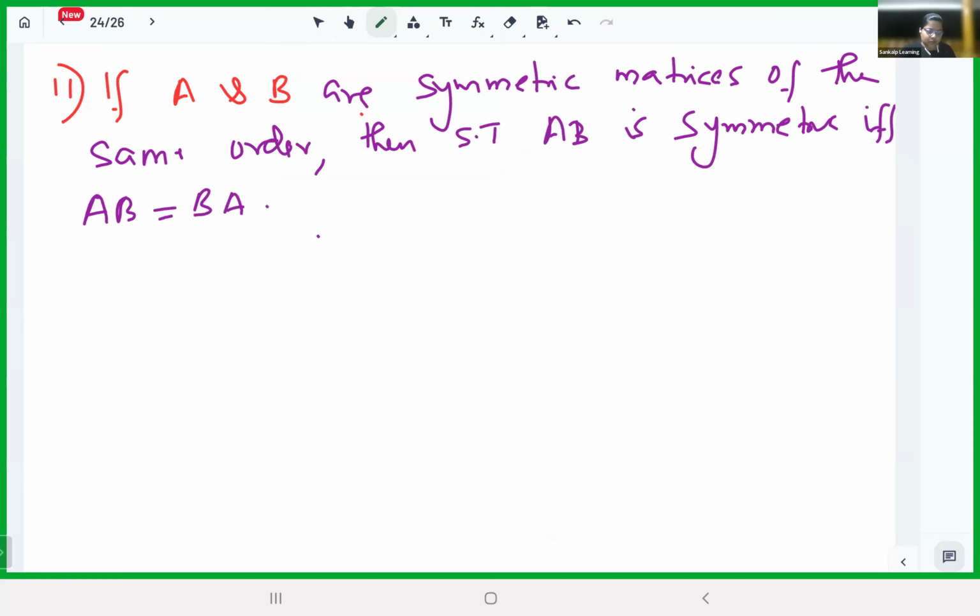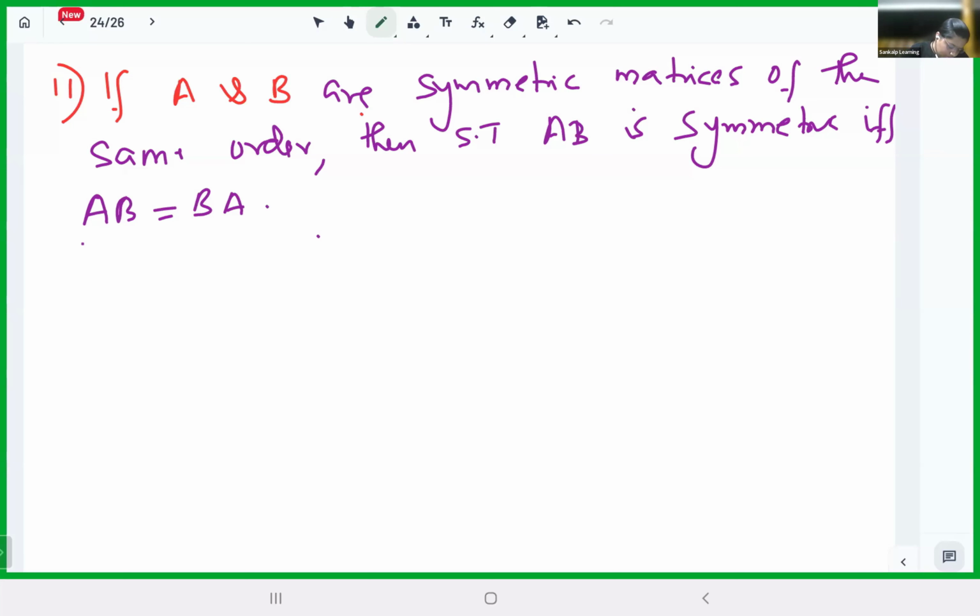Okay, so we have to prove that A, B are symmetric matrices. That is given in the question. If A into B, the matrix multiplication A into B, is symmetric if and only if AB is equal to BA. What do you mean by that? That is, if AB is symmetric, then we can say that AB is equal to BA. And if AB is equal to BA, then we should show that AB is symmetric also. So there are two cases here. So first of all, case 1 is considered.